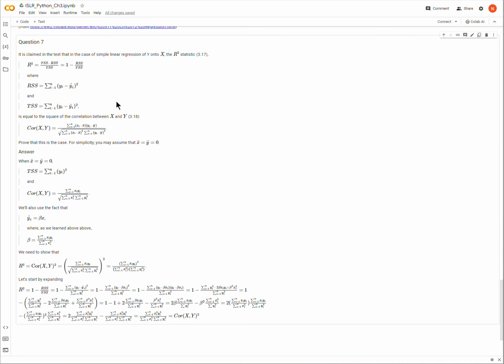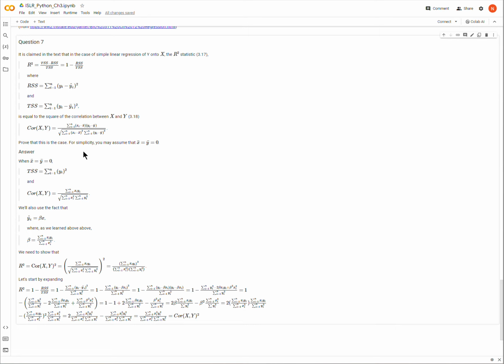Okay, so last conceptual question of Chapter 3, Question 7, from the second edition of An Introduction to Statistical Learning. So here is the question, and roughly, we want to show that the R-squared statistic, given here, is equal to correlation squared. Okay, so if I were to take this expression and square it, all right, so I'm saying that R squared equals this expression squared.